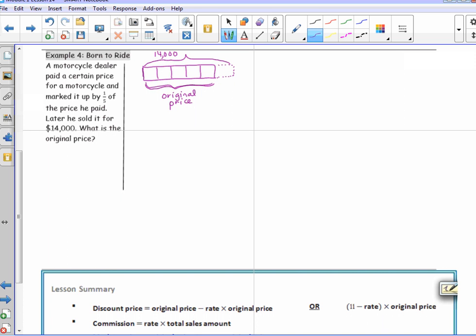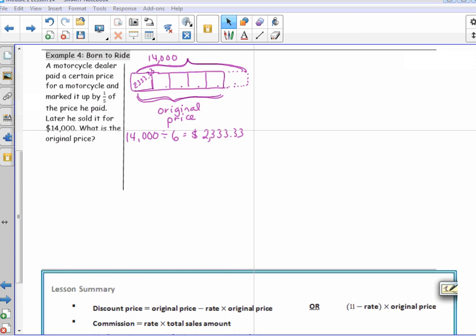So we know that the 14,000 represents the entire sections here, and we know that we have 1, 2, 3, 4, 5, 6 sections that are equal. So we take our 14,000 and we split it evenly between the 6 sections, and that gives us a total of $2,333.33 for each section. The $2,333.33 is in each section of the bar.